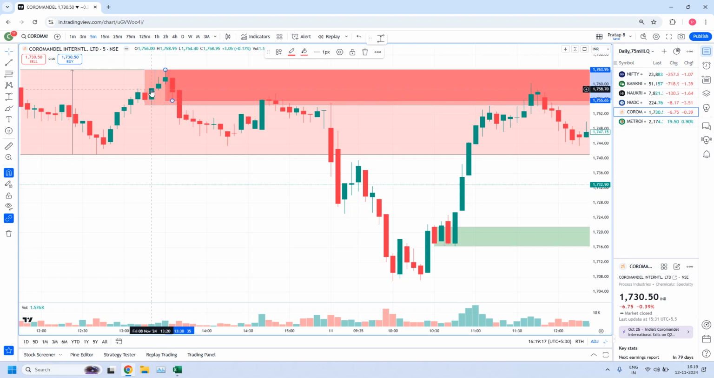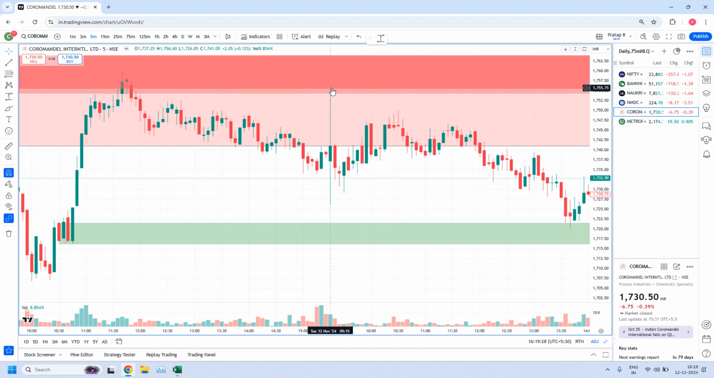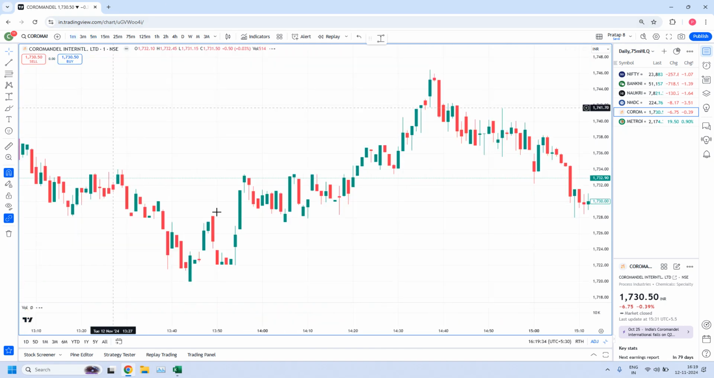This is a rally candle, leg in. If you draw this risk, you see here it is multiple tested. This is the first time, again second time, again third time. And today again fourth time it entered into the zone. It is a clean trade today. Get into the 1 minute, you get clarity.